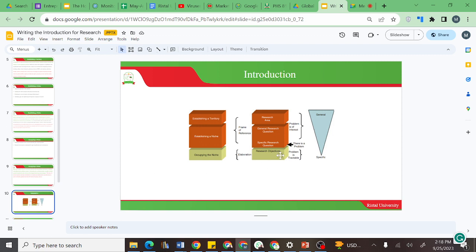Okay, so you move from general information to more specific. You're narrowing down the problem of immunization to what is happening in your area. Say in my area, this is happening, and this is the gap, and this is what needs to be done, and this is what the research is going to do. That is about this inverted pyramid.